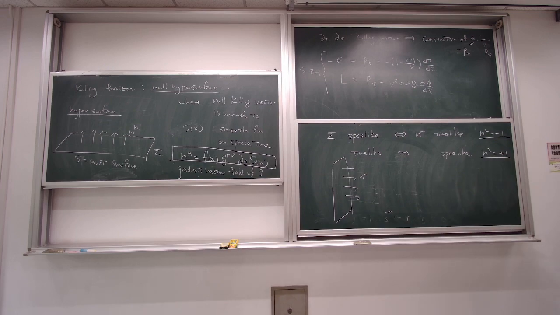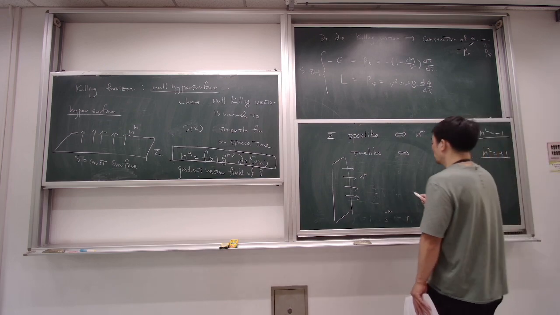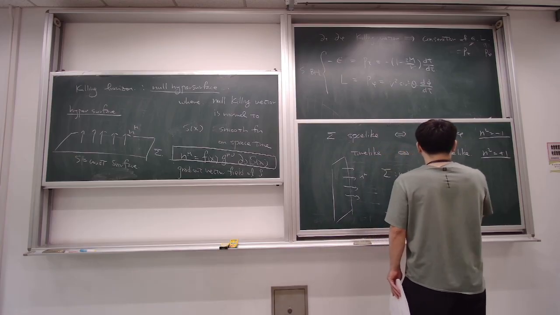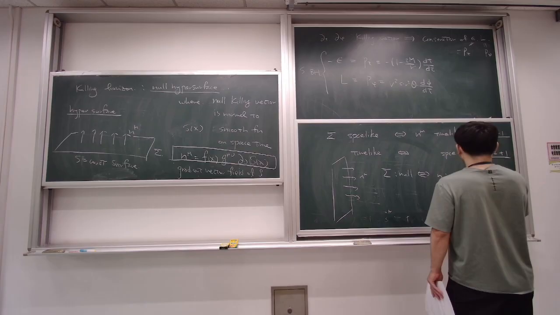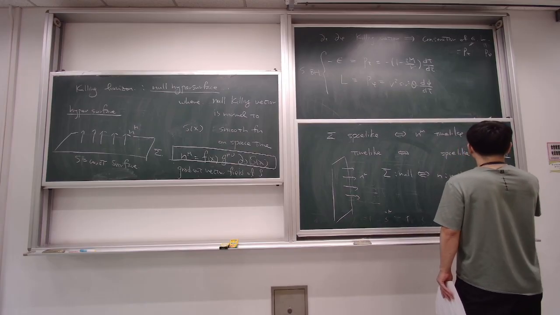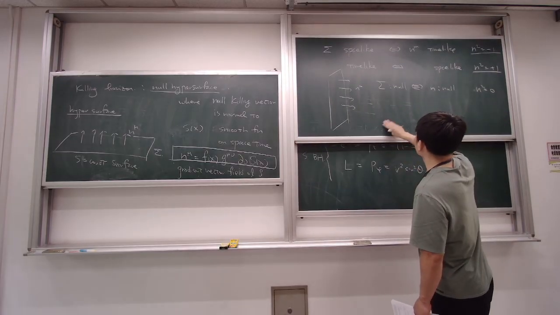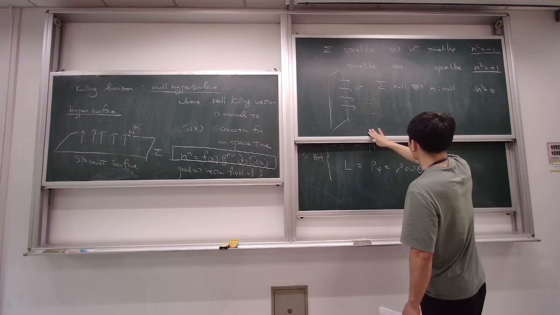And then the question is, sigma is called null when n is null. So this is definitely n squared equal to 0. Okay, so that's the case. This is called a null hypersurface.